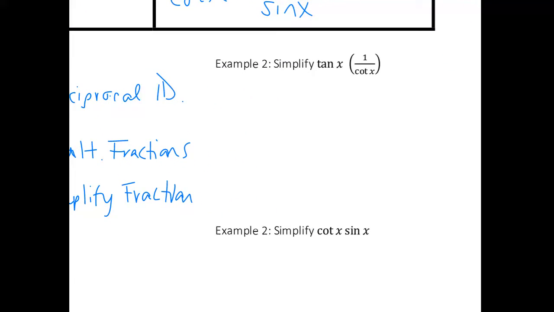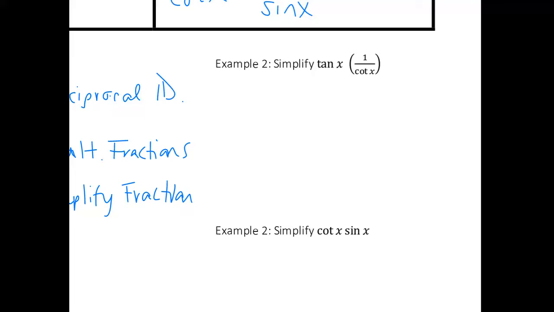So it says simplify tangent of x times 1 over cotangent of x. There's quite a few different things that I could do to get this one started. Perhaps you're thinking that on this page we wrote that tangent of x was sine over cosine, and cotangent is cosine over sine. You could certainly start there.